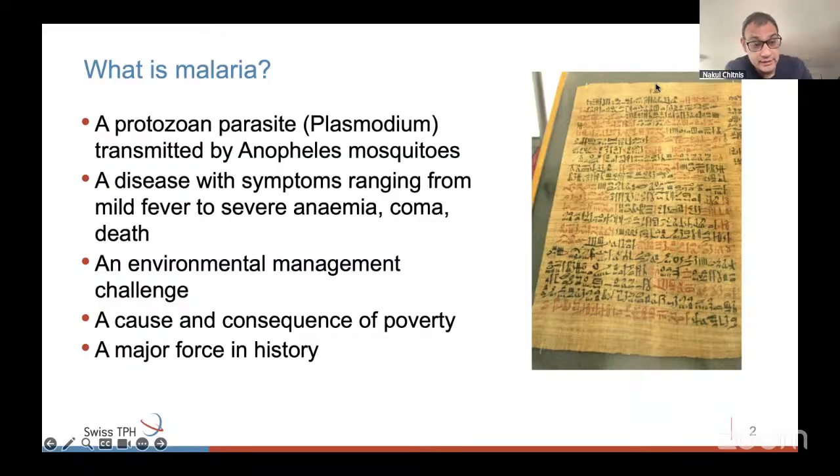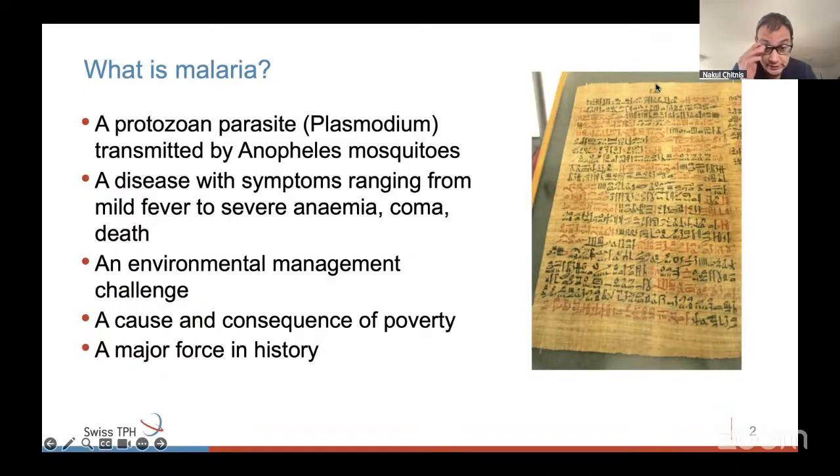As you know, Nigeria is the country with the highest burden of malaria. It is a disease that causes symptoms that can range from relatively mild fever to severe anemia, coma, and death. It kills hundreds of thousands of people, mostly children, every year. It's an environmental challenge. It is a cause of poverty, but it's also a consequence of poverty. It reduces GDP growth, and places that are poor are more likely to have malaria, because it is a disease that we can treat well and control well if we have enough resources.